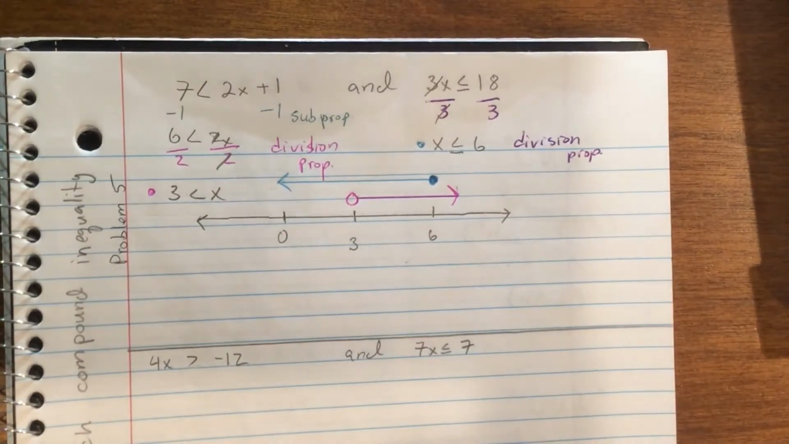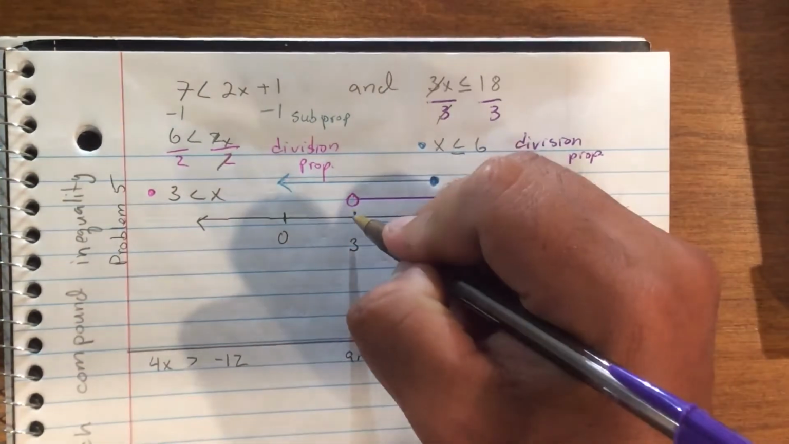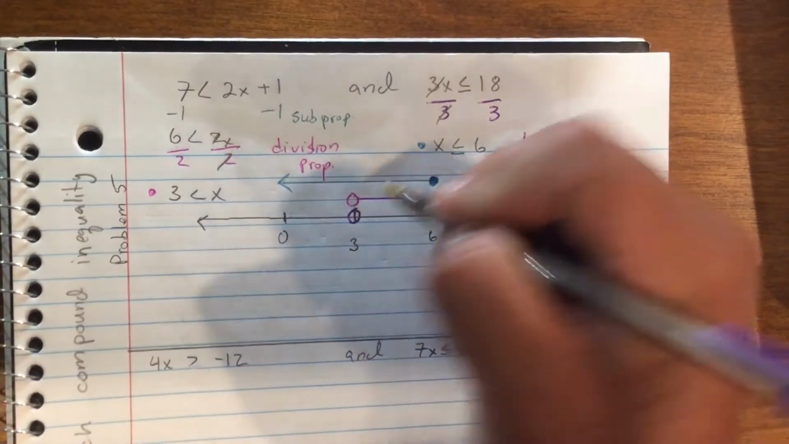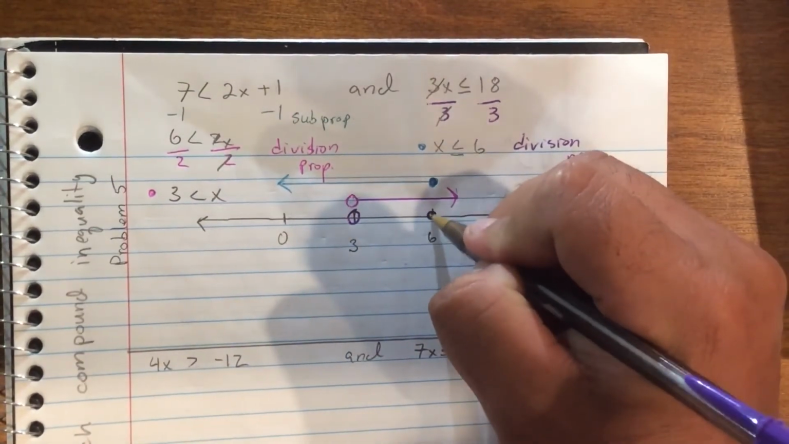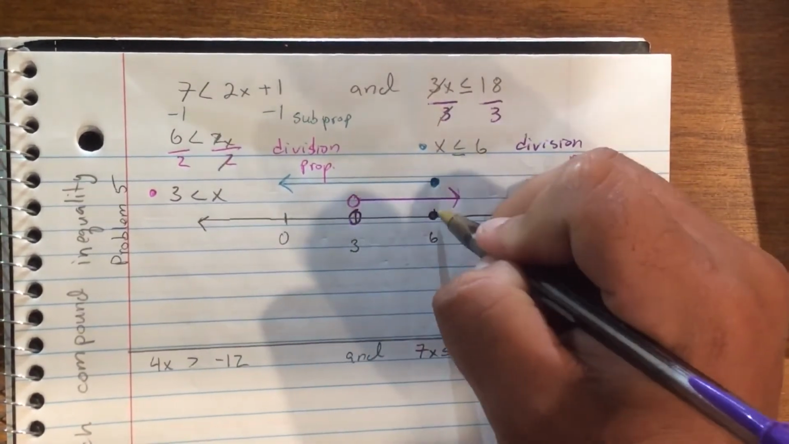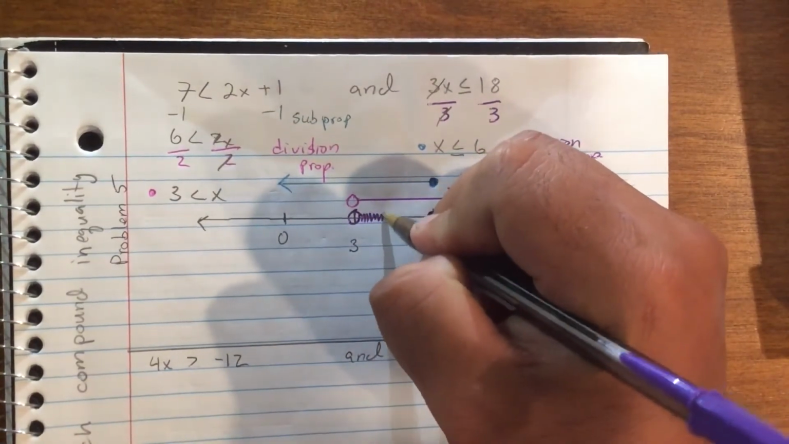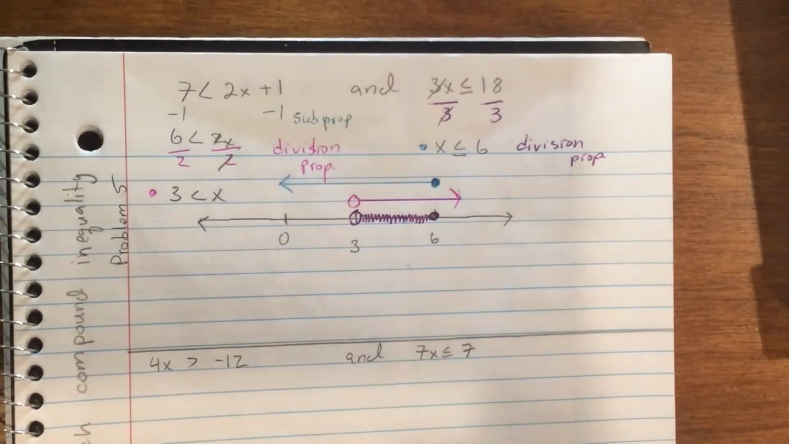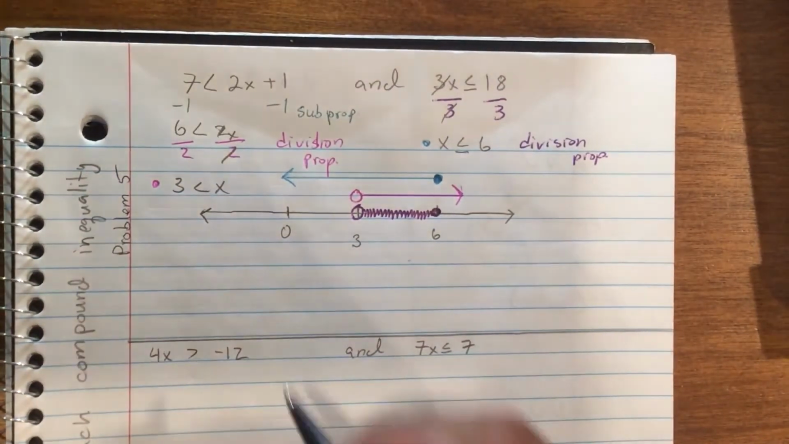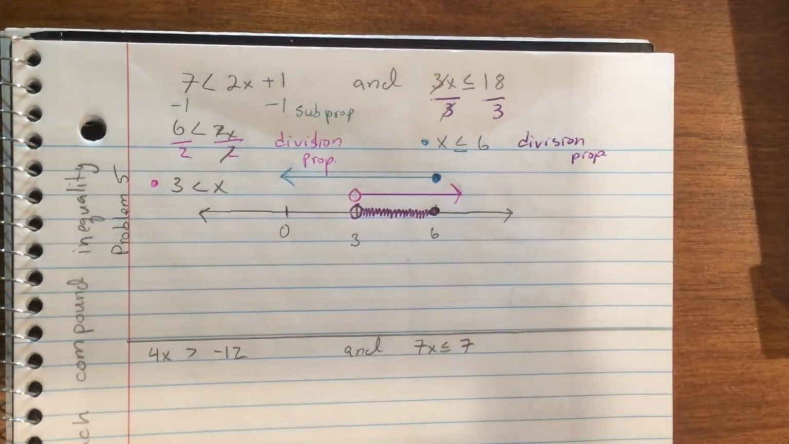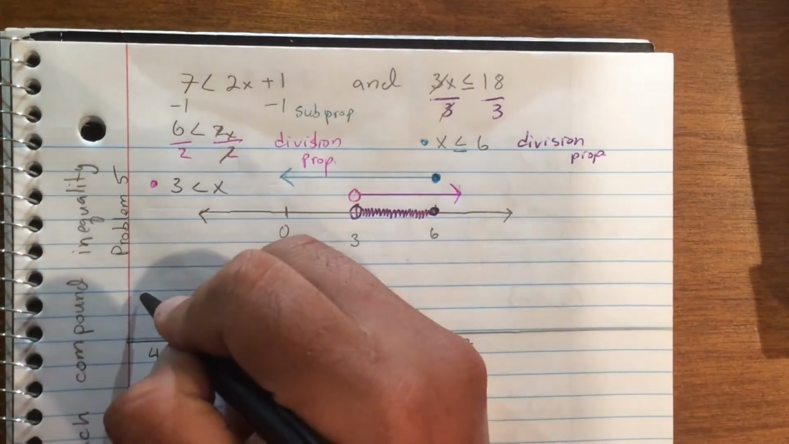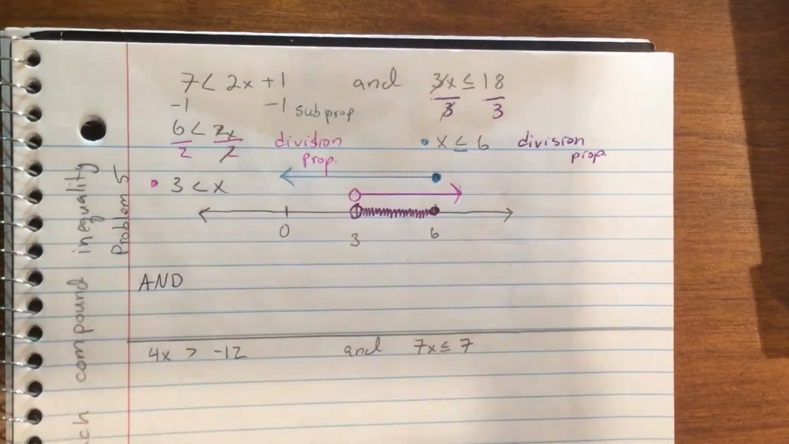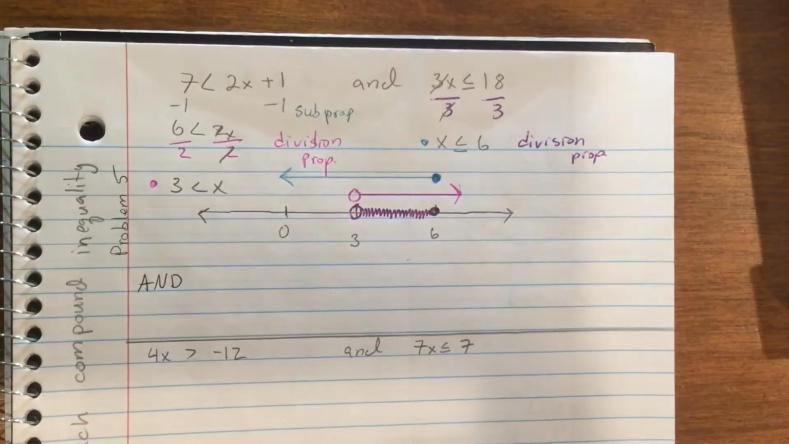So when we drop this down here, this is going to be an open circle, and this is going to be a closed circle. Because of this open circle here and the closed circle here, everything in the middle is going to be our answer, plus the 6. So this is an "and" solution. So remember, this is an "and" solution because it's both.